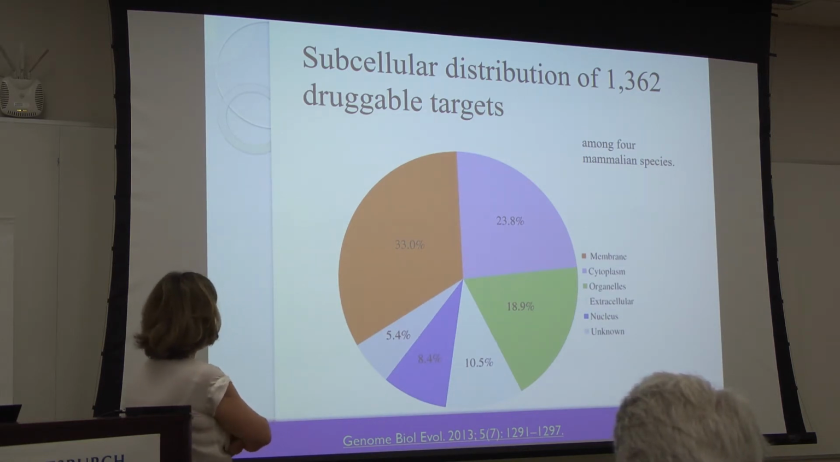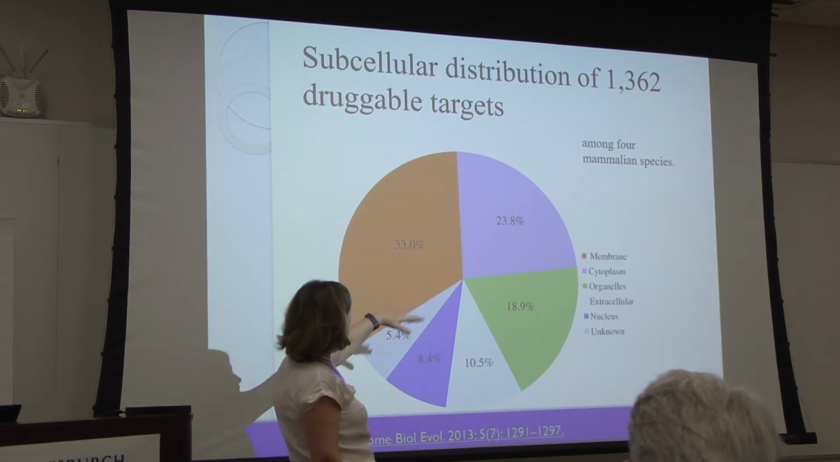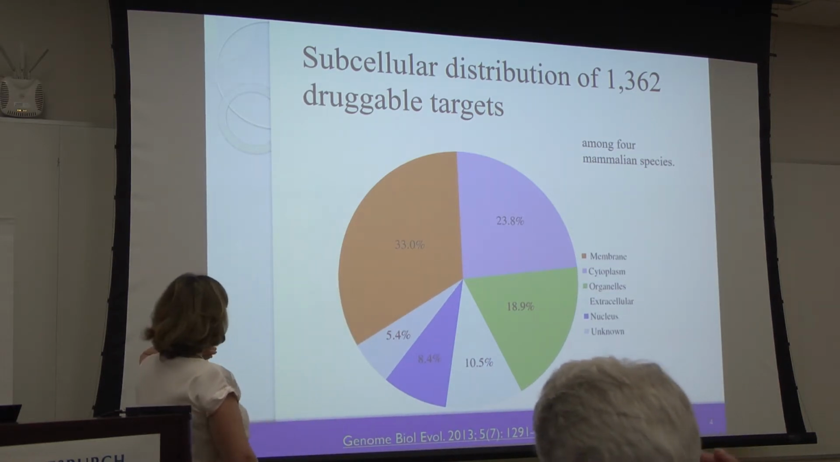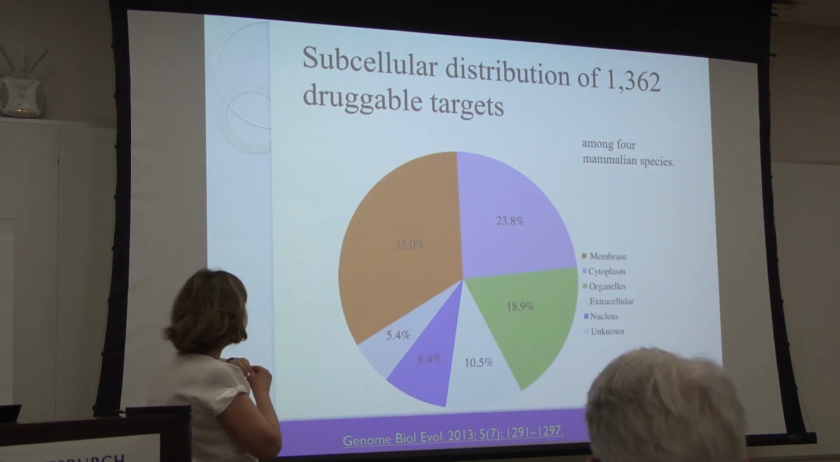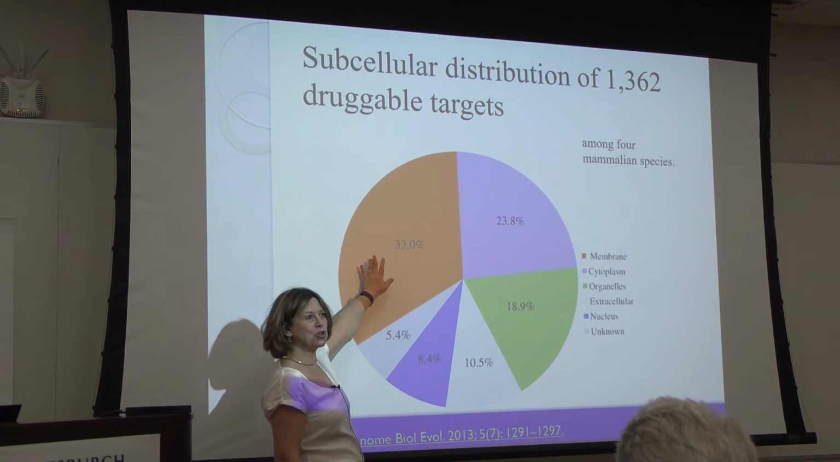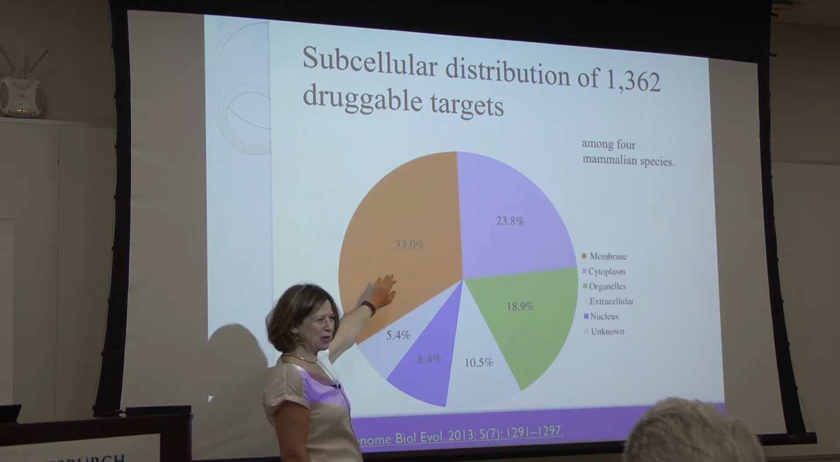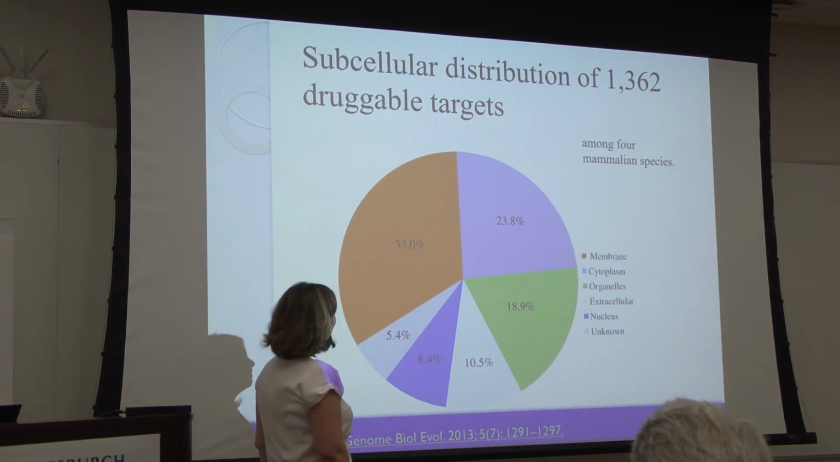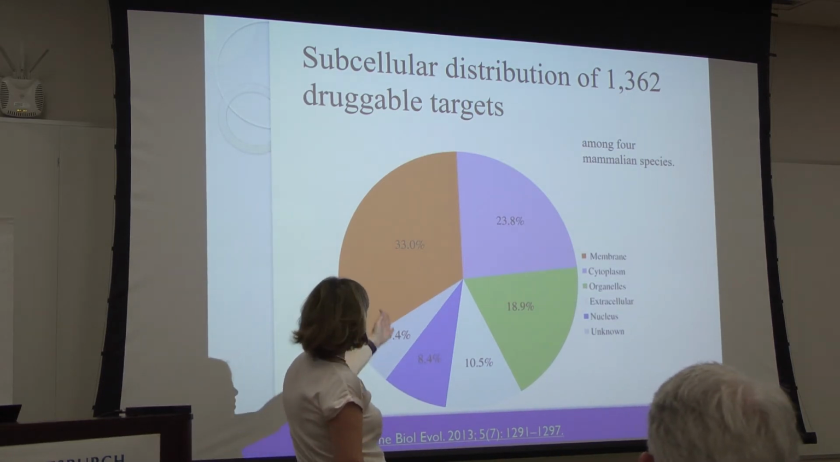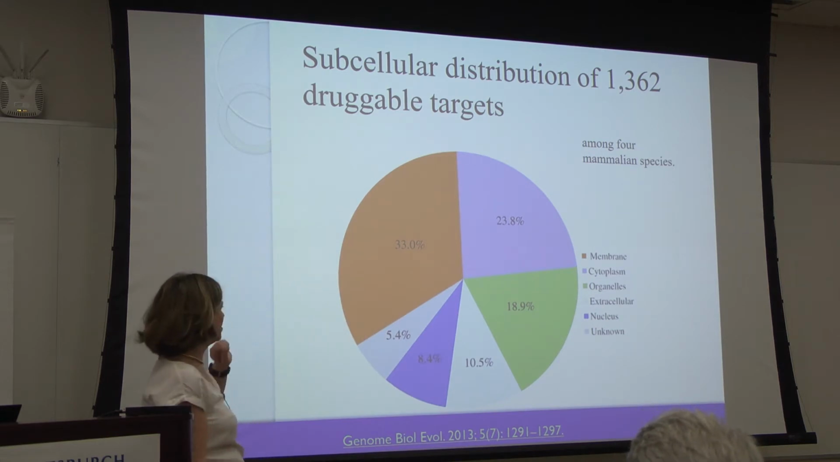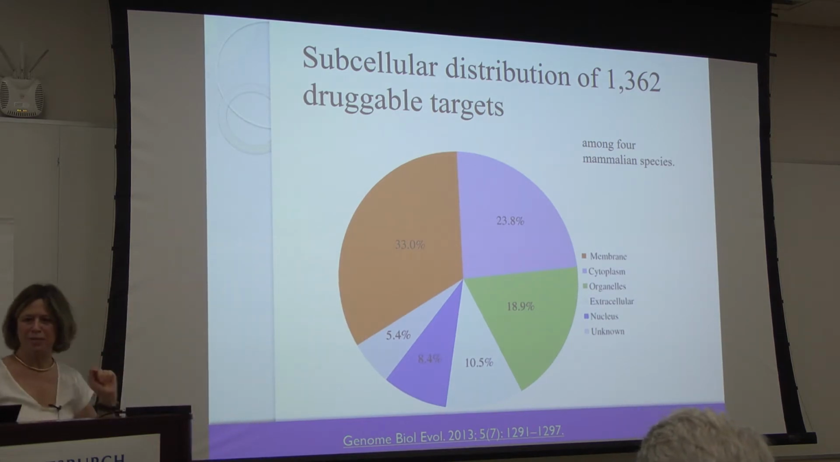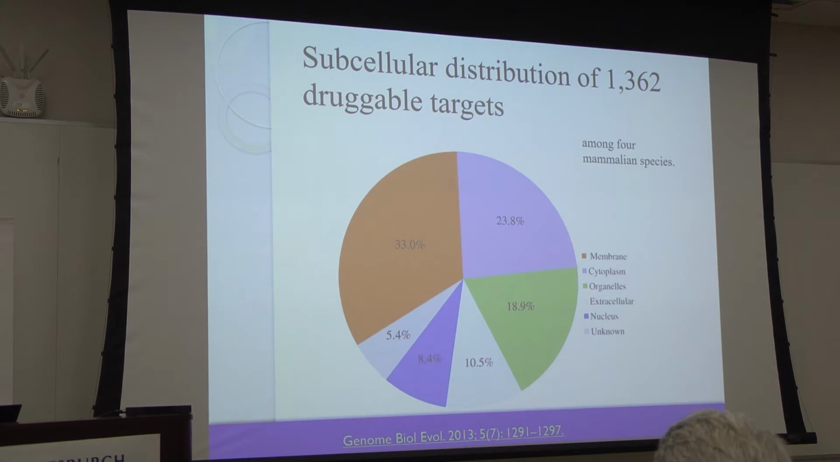it's more recent, that one. So if we talk about mammalians, you may notice here a big chunk. Those of you who are working on membrane proteins, you have good reasons for that. And then there are those in the nucleus, in different organelles, cytoplasm, etc. So that is the subcellular localization of the currently identified 1362 druggable targets.